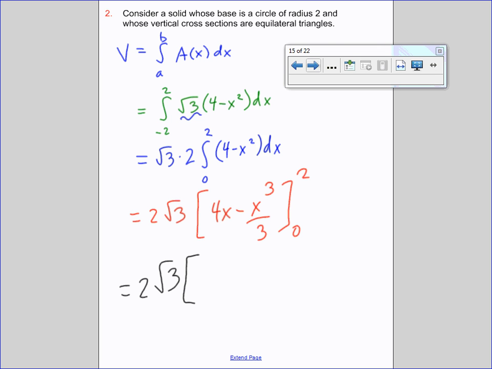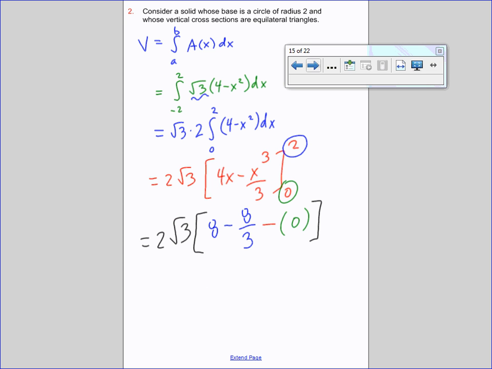Top limit all the way through: 4 times 2 is 8, minus 2 cubed over 3, which is 8 thirds. Minus the lower limit all the way through. Isn't that totally worth it? Just right there, that's totally worth it. The lower limit evaluation was so easy. Go ahead and simplify. I don't know the best way to do this. 8 minus 8 thirds would be 16 thirds.